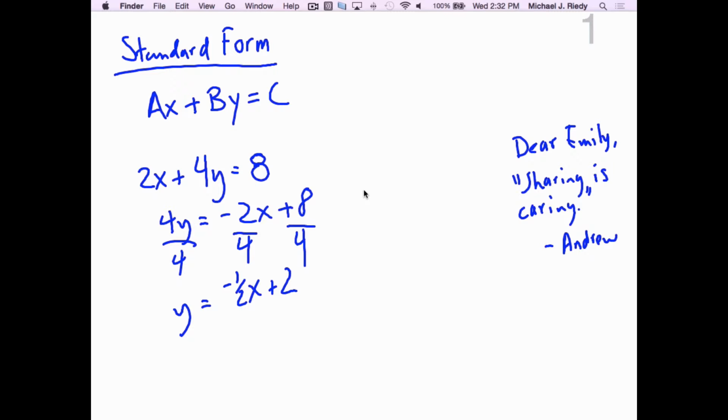So again, staying with point slope, we have a slope of -1/2, and we have the point 0, 2. Okay, not y-intercept. I want to get away from that y-intercept thing. It's icky.